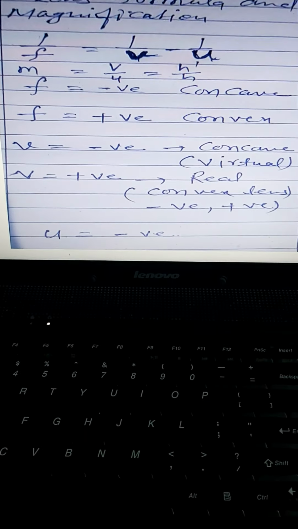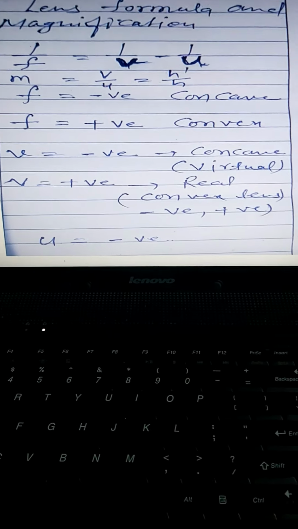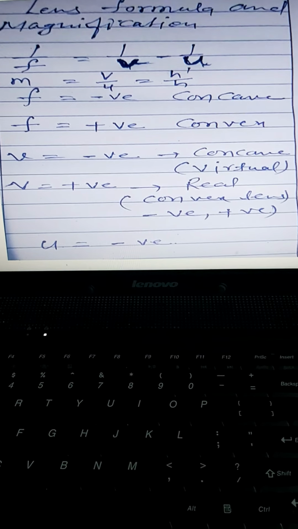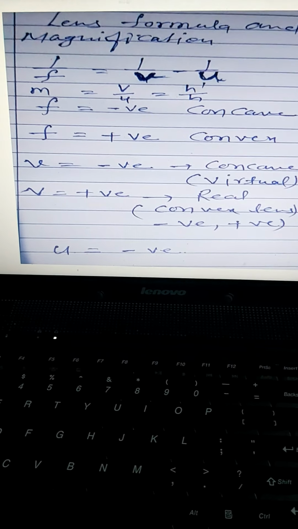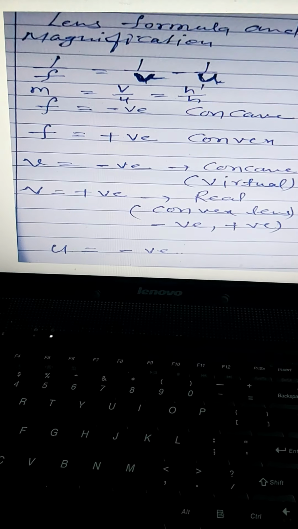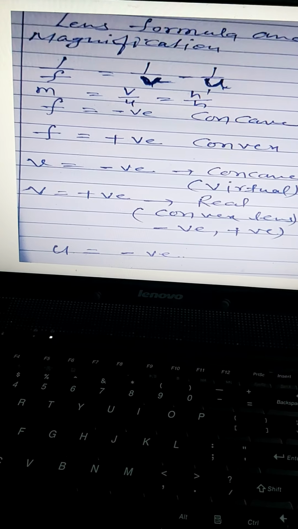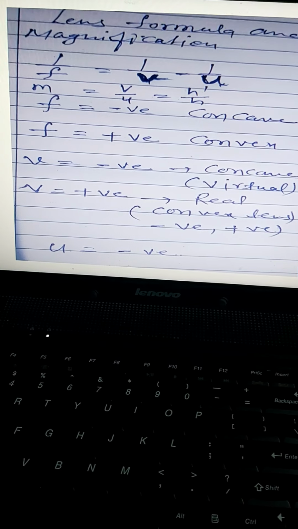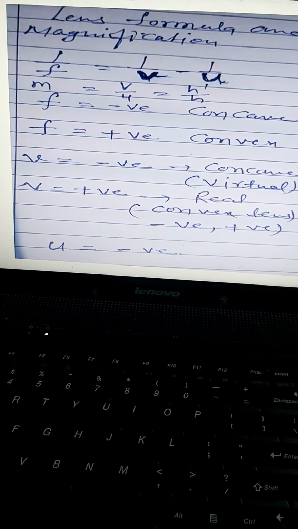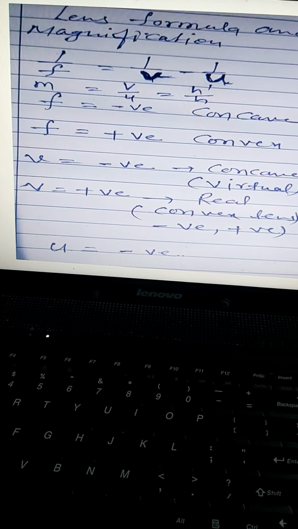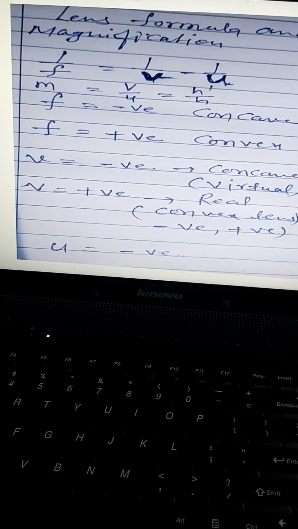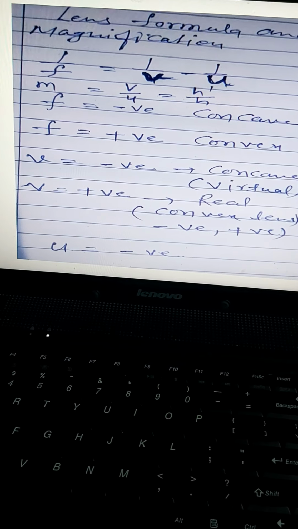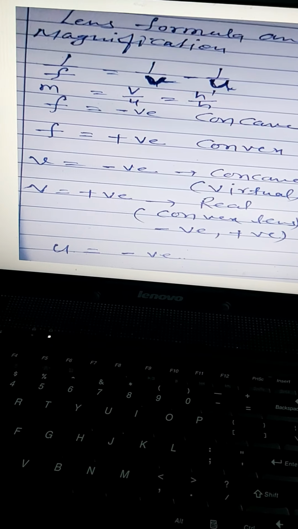So here you have the lens formula, that is 1 upon f is equal to 1 by v minus 1 by u, and the formula of magnification, as we all know, that is m is equal to v by u is equal to h dash by h. So if focal length comes out to be negative, it would be the concave lens. If focal length has a positive value, that means it has a convex lens.